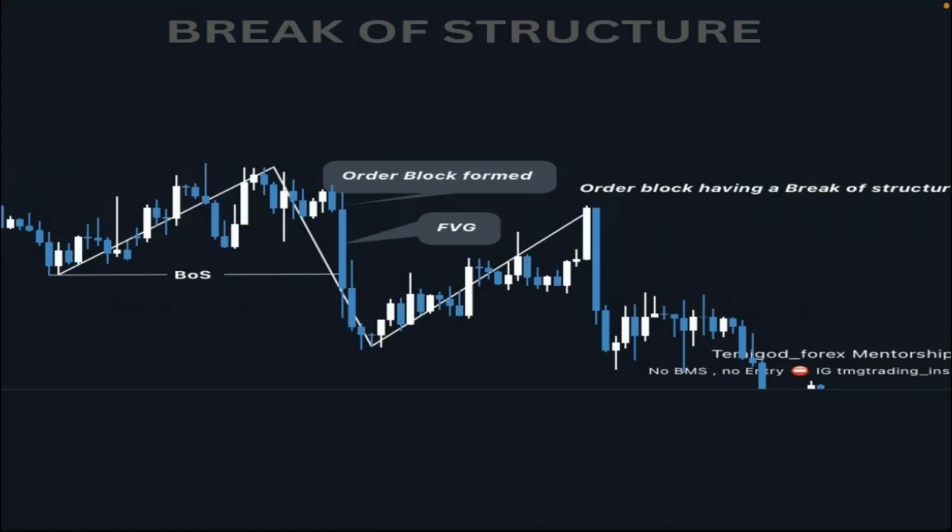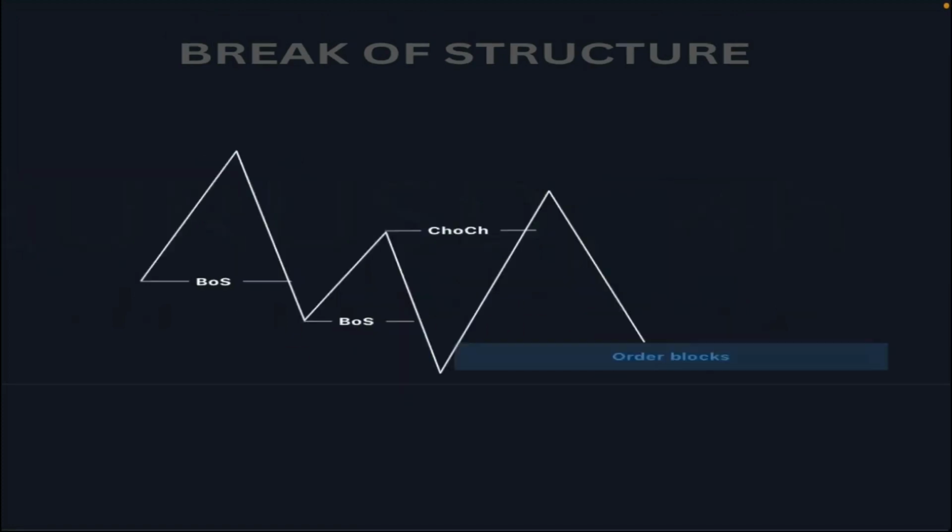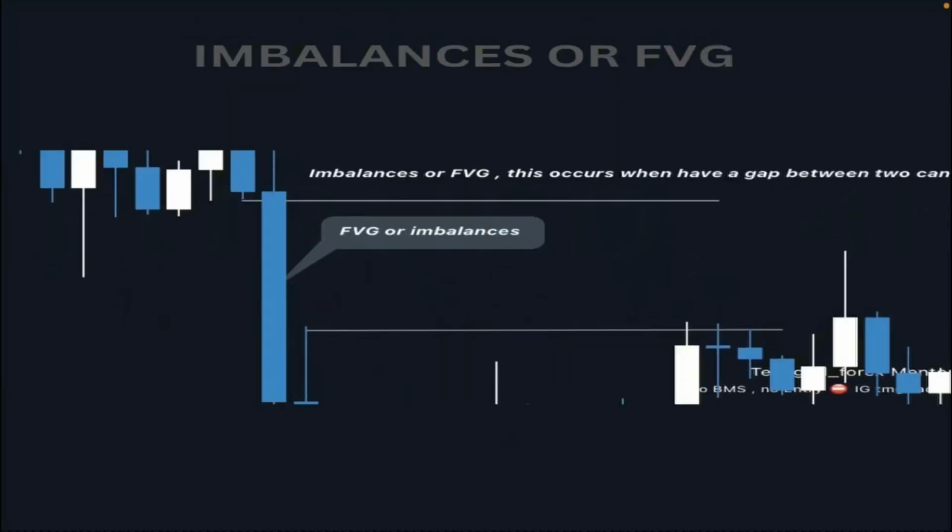Now this is an example of what I'm showing you. So this is the breakout structure here, and we had the imbalance. Price did not meet up that zone and it created an order block, and that order block made the move that we wanted it to make. So this is an example of it again, and this is what an imbalance actually looks like.